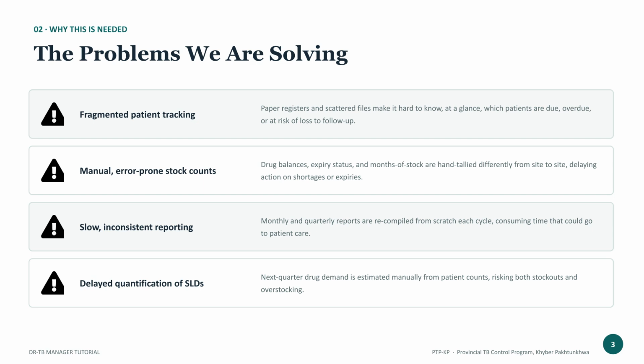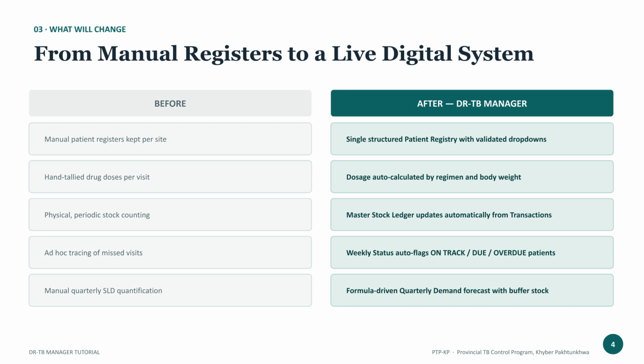We are addressing several challenges: fragmented patient tracking, manual and error-prone stock counts, slow, inconsistent reporting, and the risks associated with manual drug quantification. The Dr. TB Manager replaces manual registers with a live digital system. It features structured registries, auto-calculated dosages, an automated stock ledger, patient status flagging, and formula-driven quarterly demand forecasting.